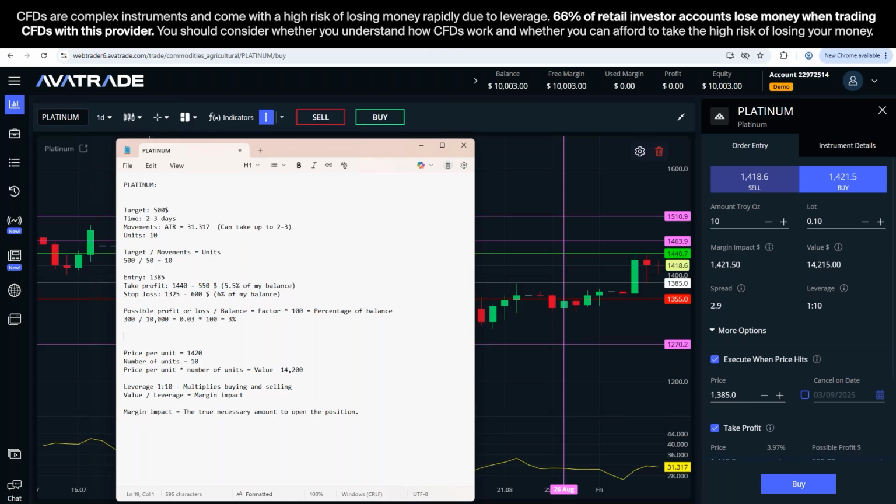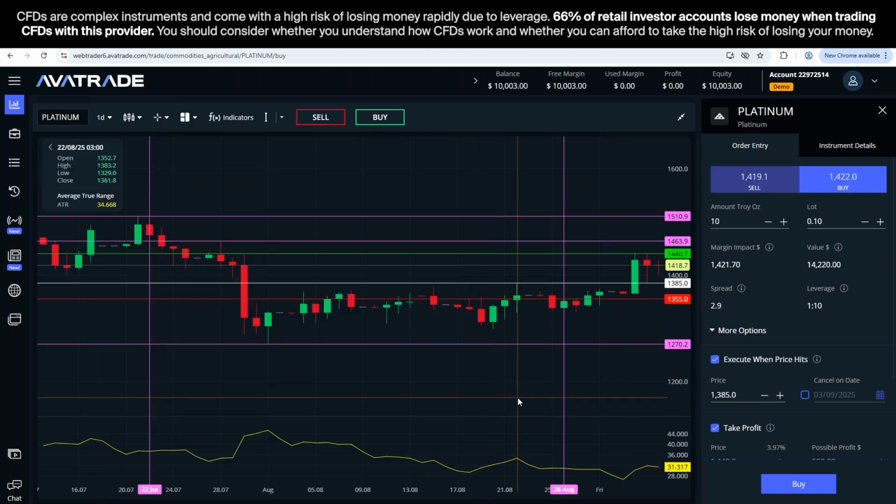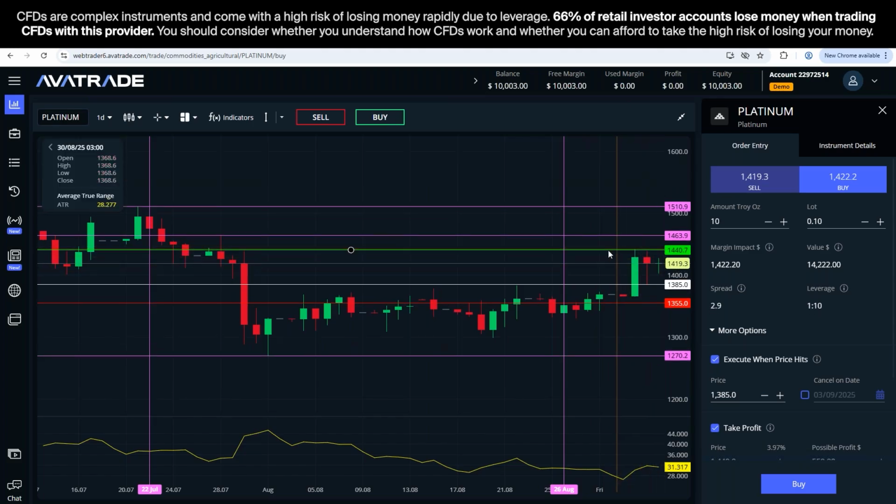Okay, so the question from Frank is, why did you pull down the green line? Which green? Let's see. Why did I pull down? Okay, you mean, this is probably what you mean. Why did I pull it down?